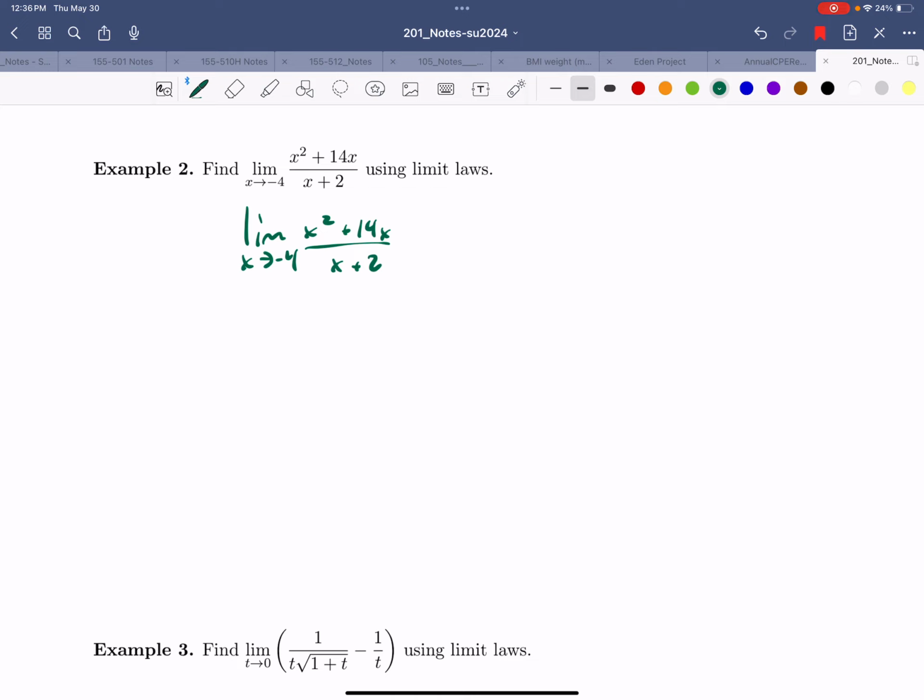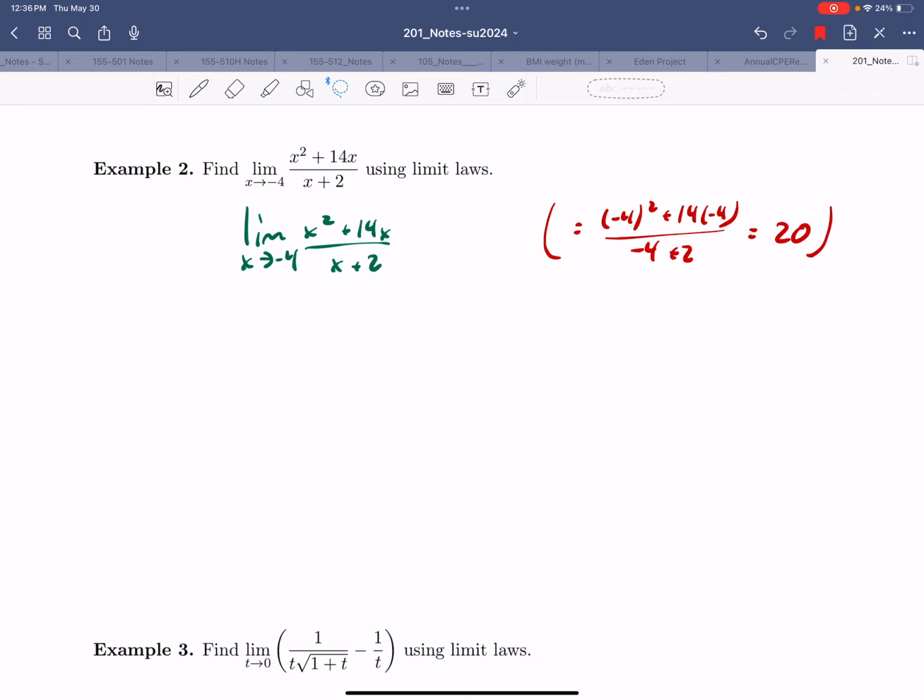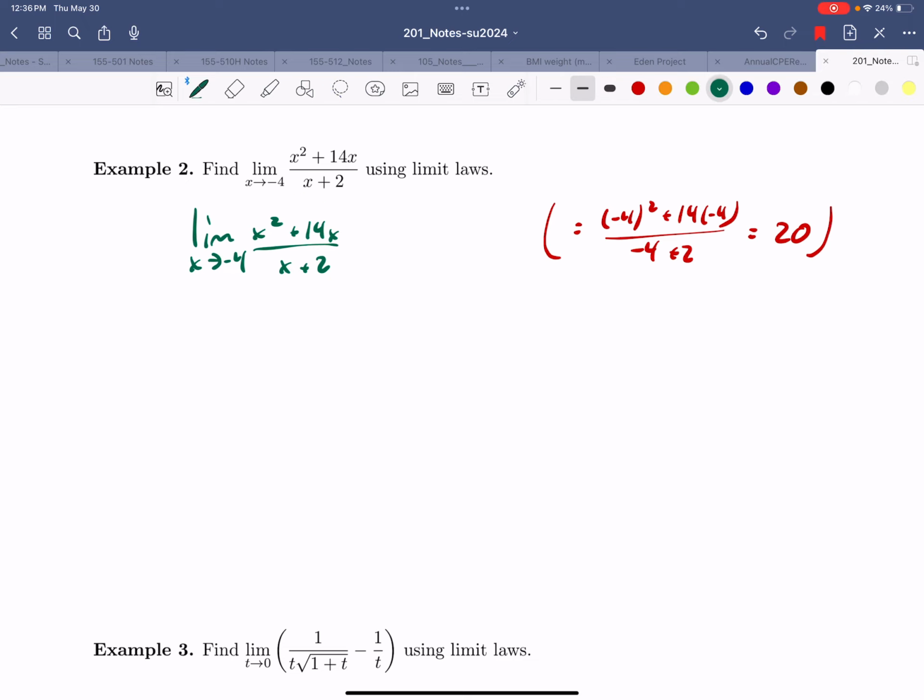So normally if you had a limit like this, you would just say, okay, we're going to just plug in -4. And we evaluate it, and we wind up getting, I think it's 20. But what are you really doing when you're plugging in -4? What you're really doing is you're using a bunch of limit laws. For example, this is the limit of a quotient. So we're allowed to use that 5th limit law.